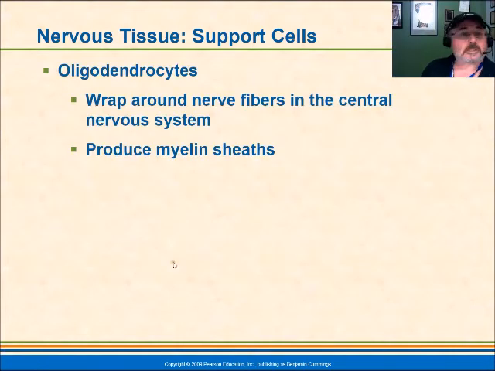Okay. Next cell we're looking at, these are oligodendrocytes, and oligodendrocytes make myelin. Now, myelin's very important in terms of increasing nerve signal speed. So oligodendrocytes allow nerves to send signals fairly rapidly. These are located in the central nervous system. We have a similar cell in the peripheral nervous system called a Schwann cell that also makes myelin, but they make it really, really differently.